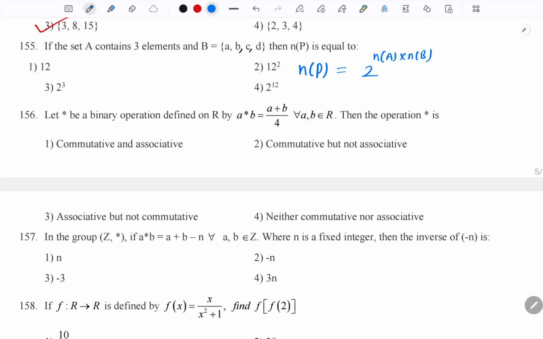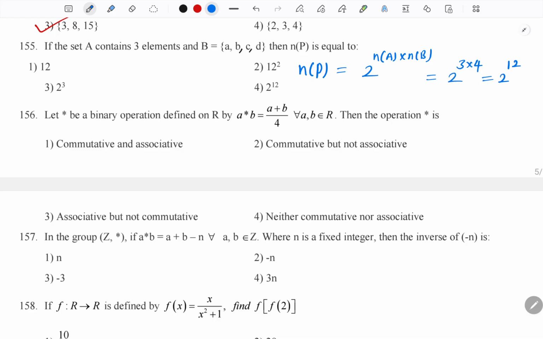Substitute those values, 2 power. Here what is the number of elements in A? 3. What is the number of elements in B? 4. Then it will become 3 into 4. This answer goes to 12. So 2 power 12. What is given? 2 to power 12. Okay, first, what is the 2 power 12 answer? 2 power 10 is 1024.